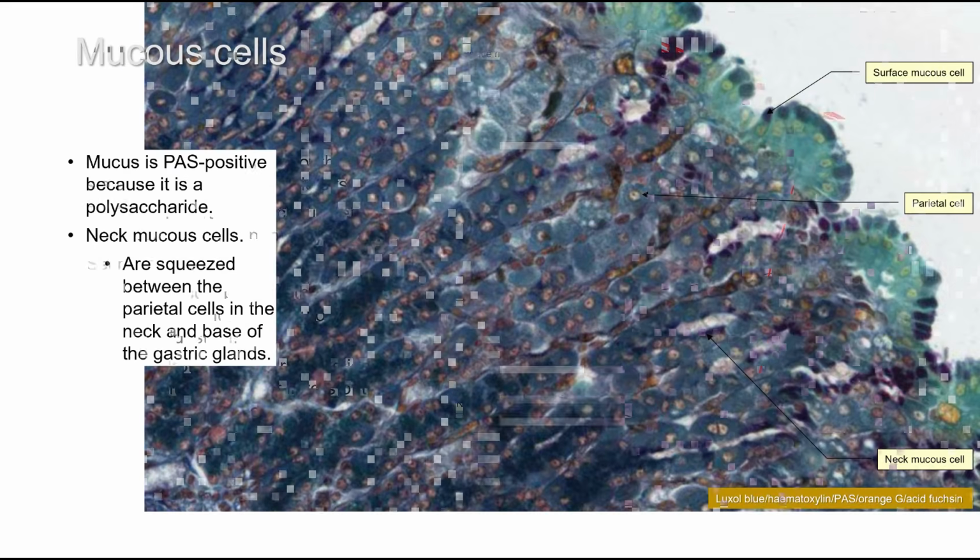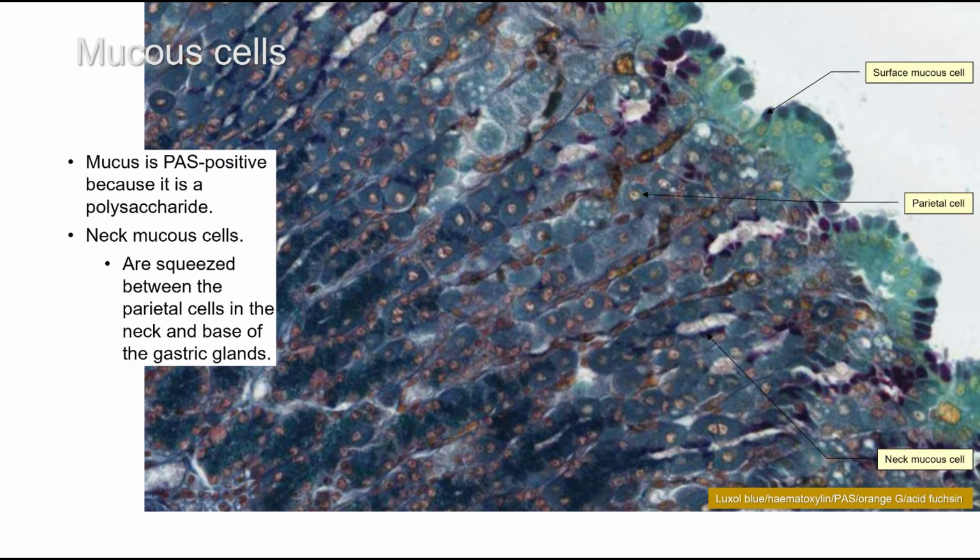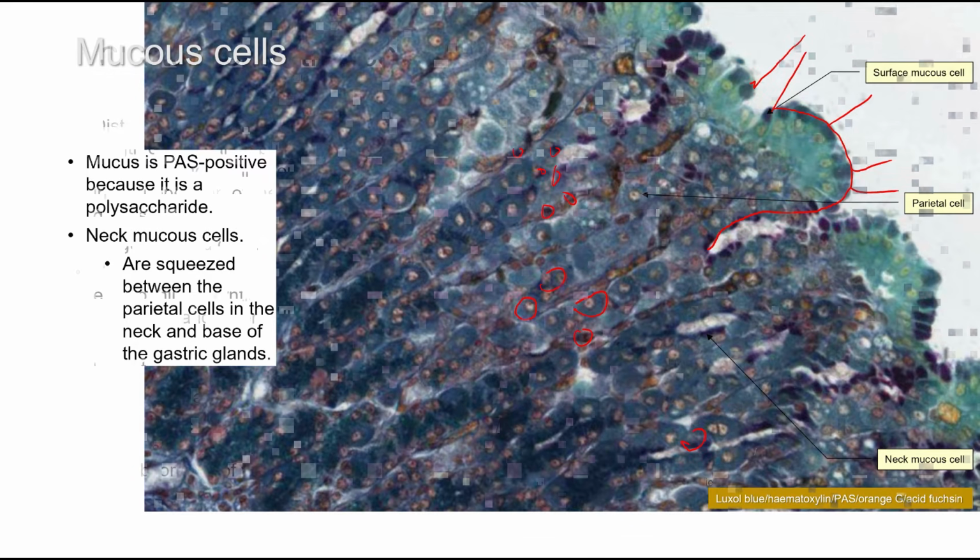This is again the special stain that we used, and it will show you these cells, the mucus cells. They are purple in color because the mucus is stained purple, and you can see the location. They are on the surface, they are in the pits, and some of them are located in the neck of the gland as well, neck of the gastric glands here again. And they are squeezed between the parietal cells. These large cells here with centrally located nucleus, these are the parietal cells.